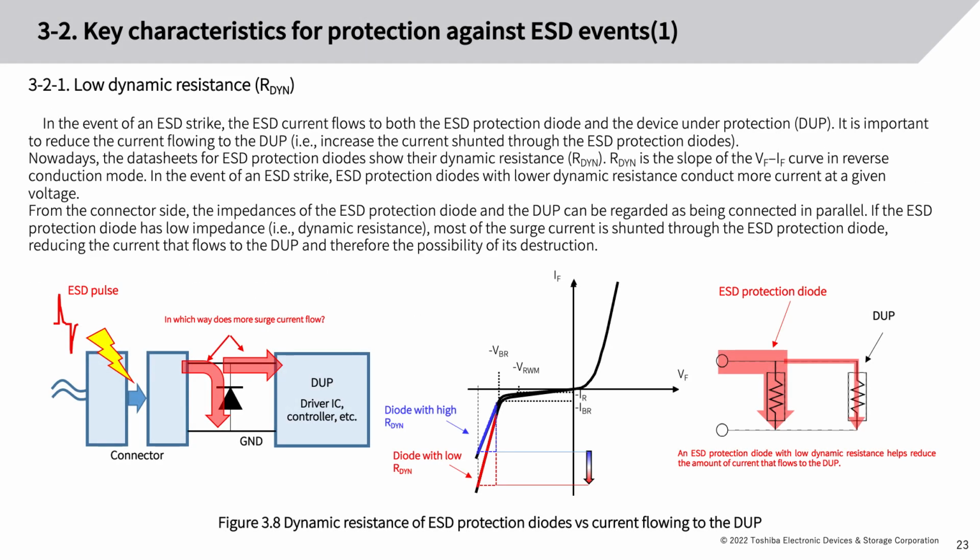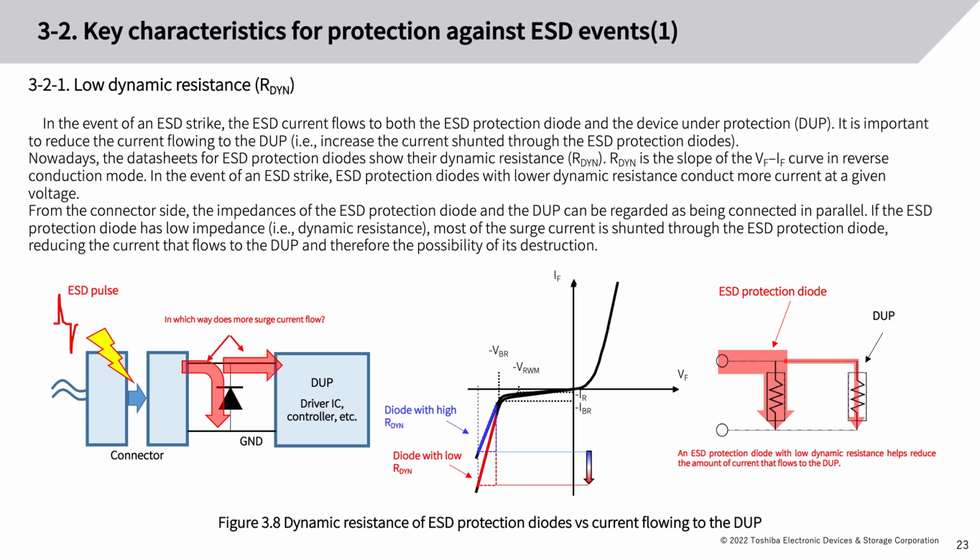Key characteristics for protection against ESD events. 1. Low dynamic resistance. In the event of an ESD strike, the ESD current flows to both the ESD protection diode and the device under protection, DUP. It is important to reduce the current flowing to the DUP, i.e., increase the current shunted through the ESD protection diodes. Nowadays, the datasheets for ESD protection diodes show their dynamic resistance.